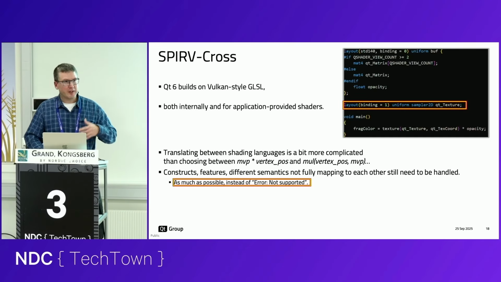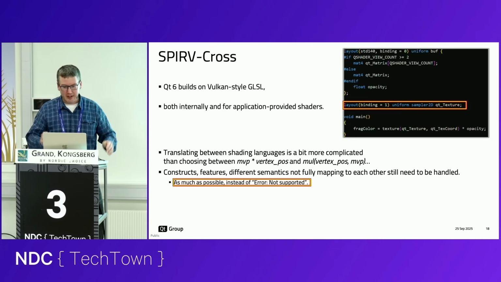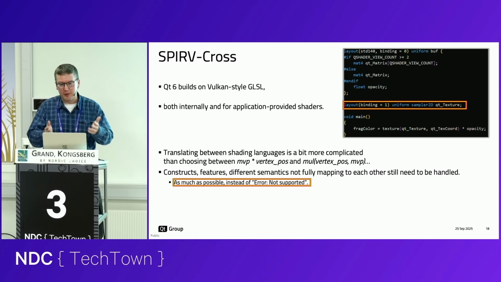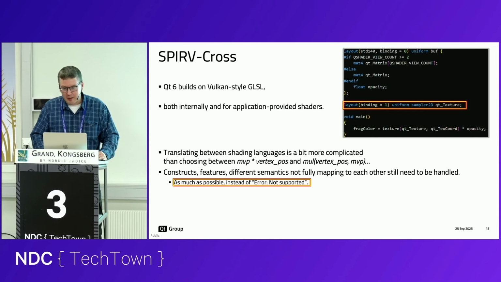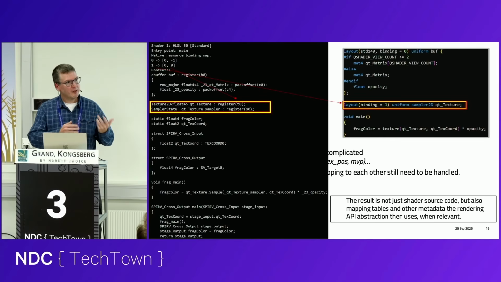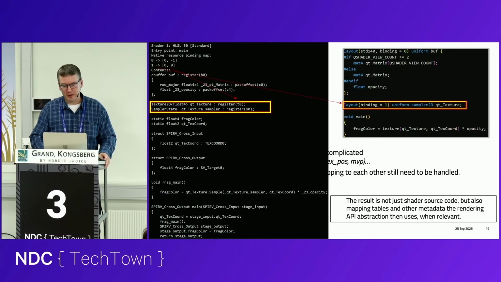Now, if our translation process would say error, not supported, and exit, that would be bad, because then we can't really do this. And we like to do this because this is how we did things with OpenGL. It's pretty much everywhere that we use combined image samplers in shaders in Qt. Fortunately, SPIRV-Cross takes care of this, because it will output a separate texture2D and a sampler state variable, which is more or less the equivalent, but in principle, it's not the same thing.